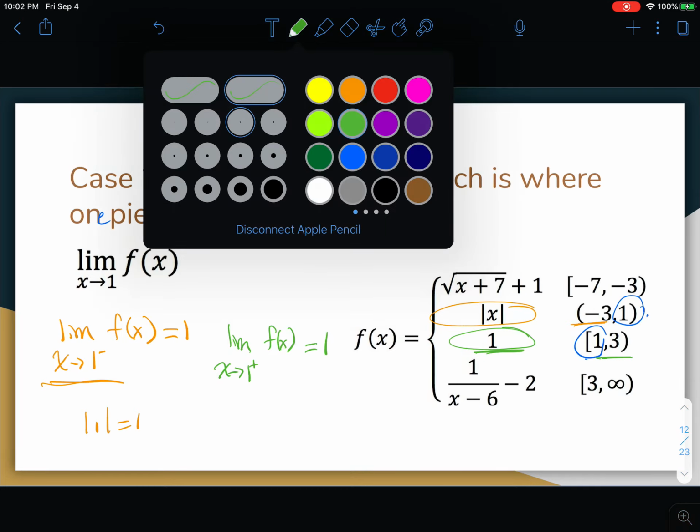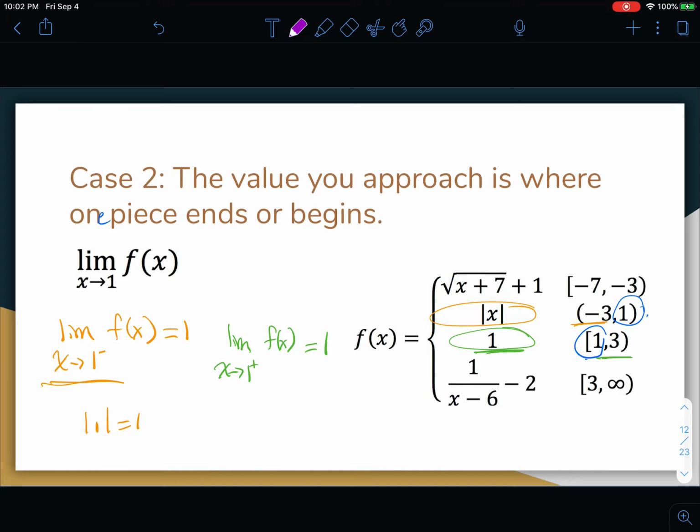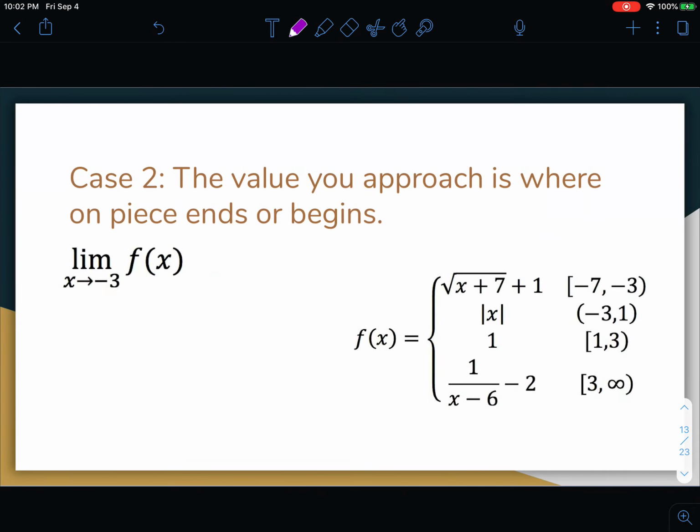So for this, we can see that the left and right-handed limits, the one-sided limits, are identical. That tells me I have a two-sided limit as x approaches 1 of f of x that is equal to 1. We're going to do a couple more of these where we have the end or beginning of pieces.